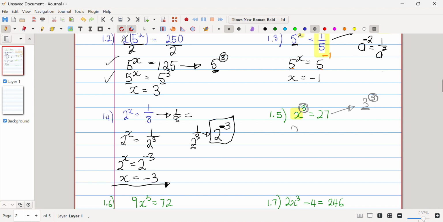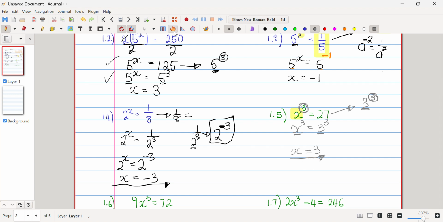So therefore, I can write x to the power of 3 is equal to 3 to the power of 3. Because why, guys? Isn't 3 to the power of 3 the same as 27? Absolutely. So therefore, now the last step is you can write the bases are equal to each other. So x is equal to 3, just like that.